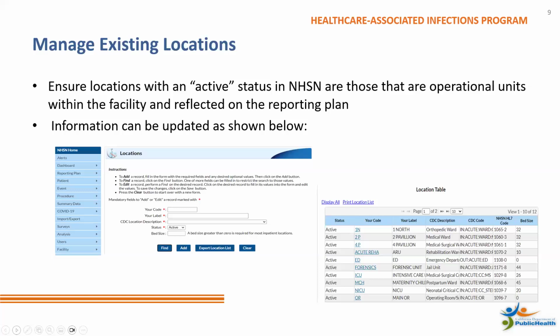Ensure locations with an active status in NHSN are truly those that are operational units within your facility and reflected on the reporting plan. To review your active locations, go down to the drop-down status box and select active. Click Find, and a list of all your active locations will populate.